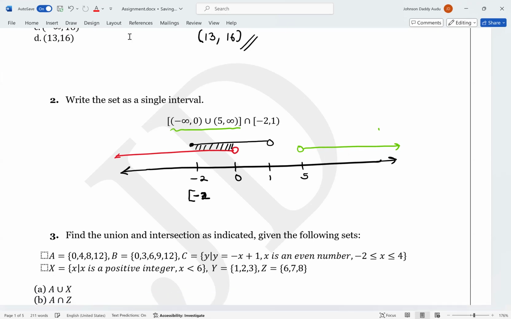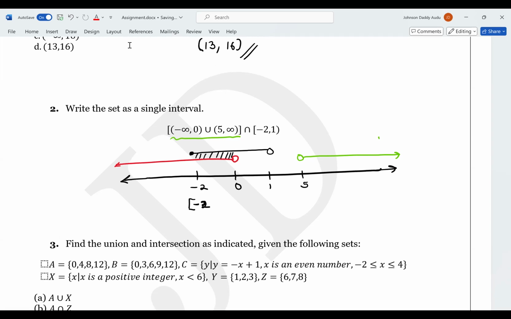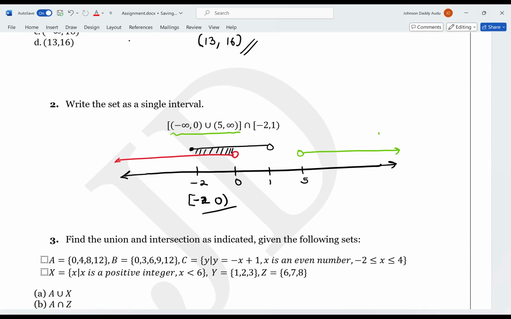So our answer is just going to be from -2 close, but the other end is what? 0, 0 is going to be open. So you have this one. So this is the answer. Now let's go to the next question.